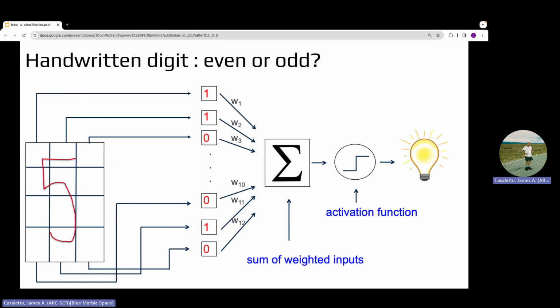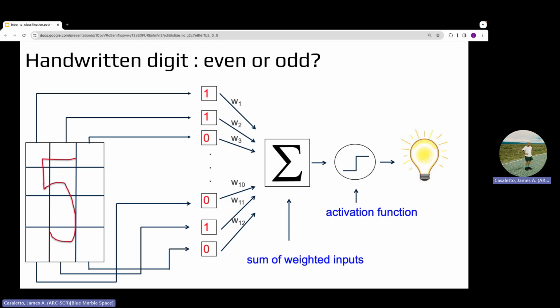This is a single-layer perceptron model that is trained to perform a very simple task. It takes as input a grid in which a handwritten digit is placed. This particular grid has 4 rows and 3 columns, so 12 cells in all. If a cell has some handwriting in it from the digit, we put a 1 for that cell. If a cell is empty, we put a 0 for that cell.